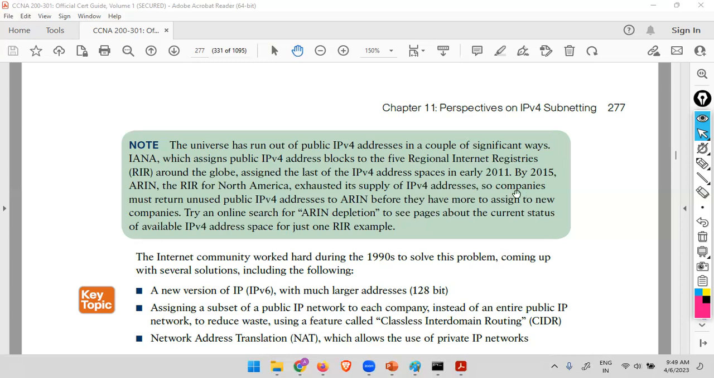Now, they ask the companies to return the unused public addresses. Companies must return the unused public IPv4 addresses to ARIN before it has more to assign to new companies. Because they do not have any, having already given them out by 2015. So they are asking the companies to give back the public addresses that are not being used.